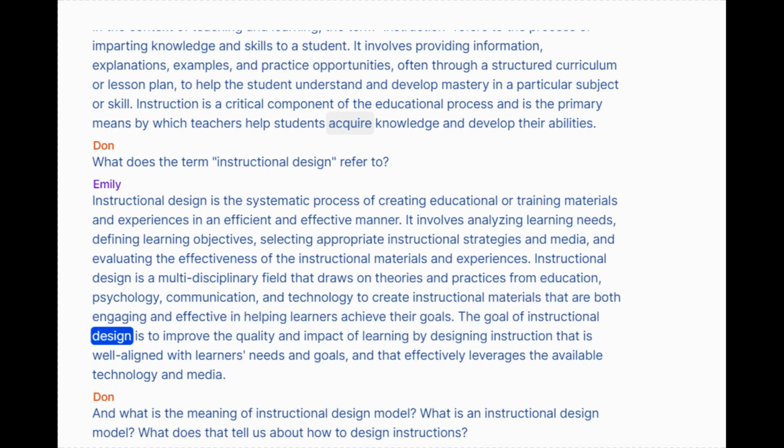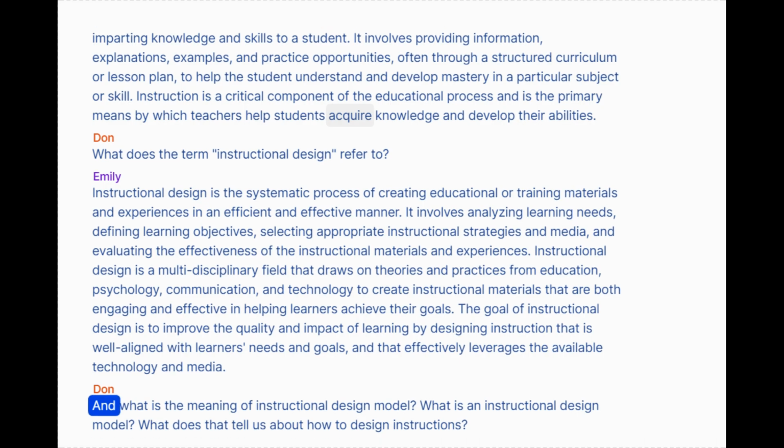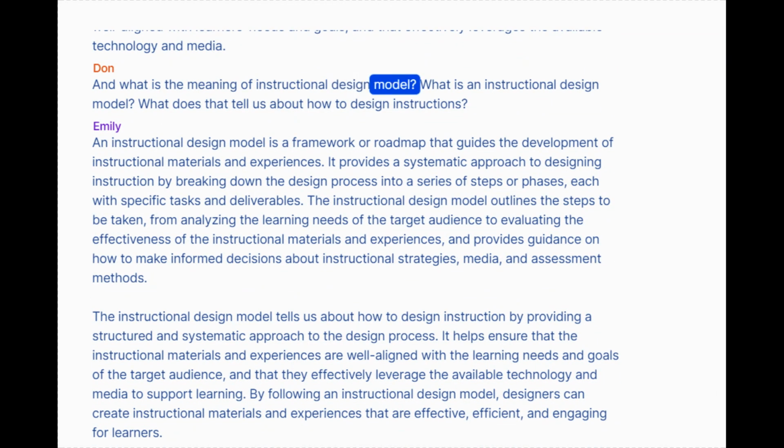The goal of instructional design is to improve the quality and impact of learning by designing instruction that is well aligned with learners' needs and goals, and that effectively leverages the available technology and media. And what is the meaning of instructional design model? What is an instructional design model? What does that tell us about how to design instructions?